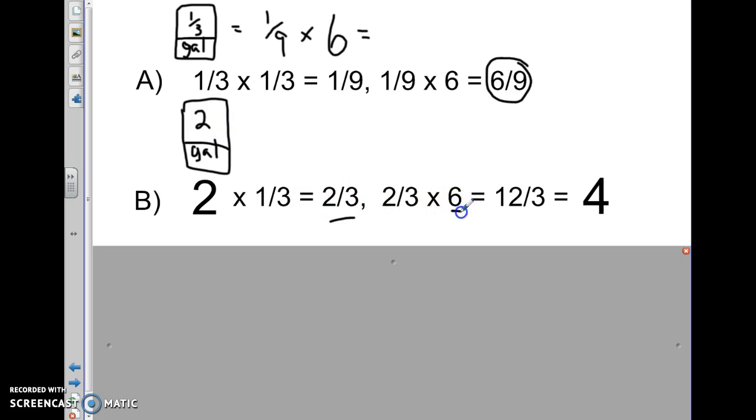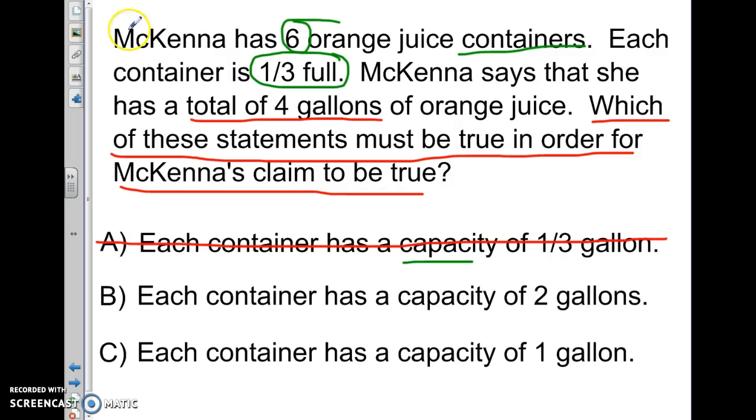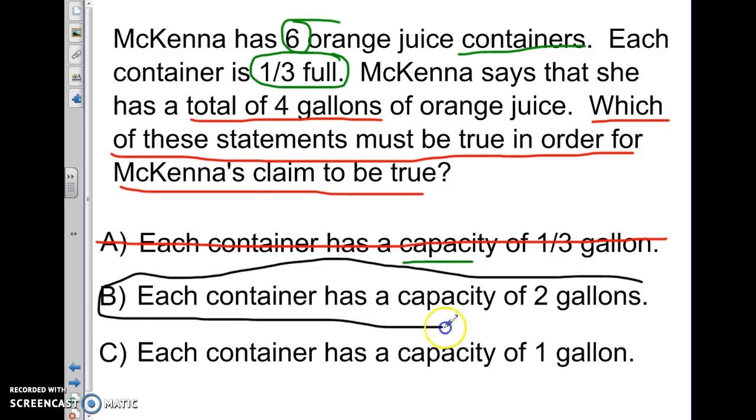We know that she has a total of 6 containers, so we would say 2/3 and 2/3 and 2/3 and 2/3 and so forth. So we have 6 containers that are 2/3 of a gallon. That would give us 12/3 of a gallon, which is an improper fraction. 12 divided by 3 gives us 4. And 4 is how many gallons she claimed to have. So that means, ding, ding, ding, ding, ding, that this statement would be true.